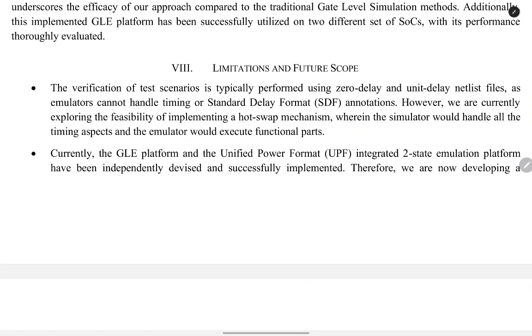The verification of test scenarios is typically performed using zero delay and unit delay Netlist files, as emulators cannot handle the timing or the Standard Delay Format (SDF) annotations. However, we are currently exploring the feasibility of implementing a hardware mechanism wherein the simulator would handle all timing aspects and the emulator would execute the functional parts.